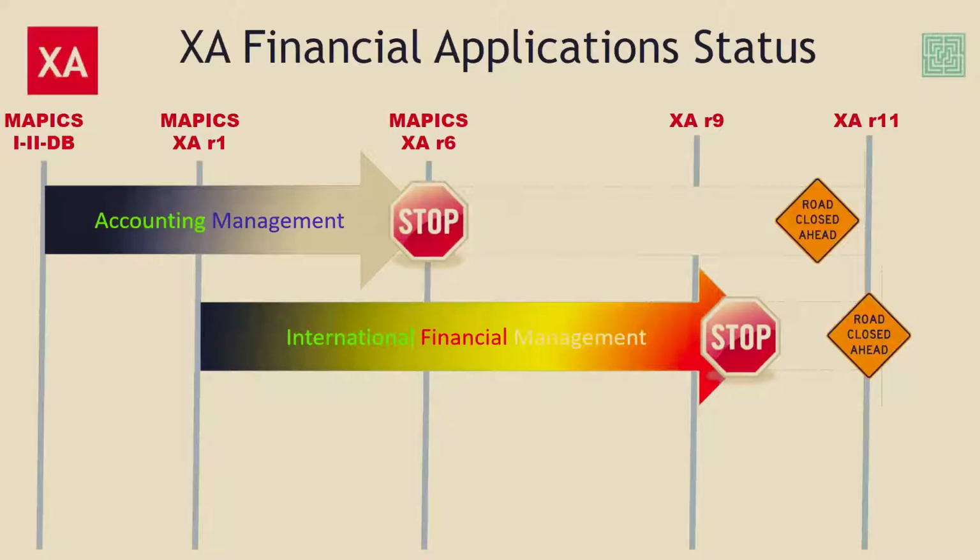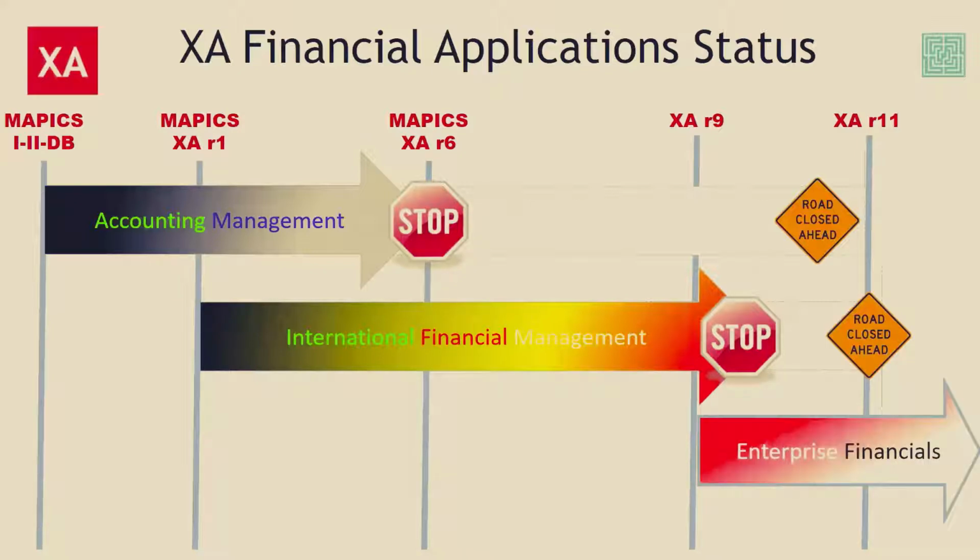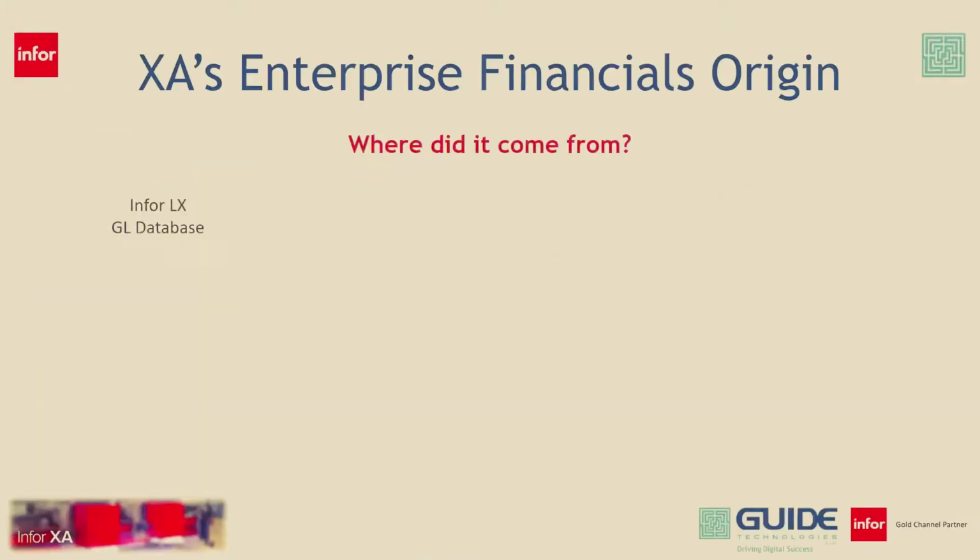And you probably see I have a dotted line just after Release 11 for IFM. They're going to discontinue accounting management first and then follow up with IFM. They've been replaced with Enterprise Financials. So with that being said, where did this stuff come from? And in some cases, do I have anything that can help me with this? Well, let's talk about that.